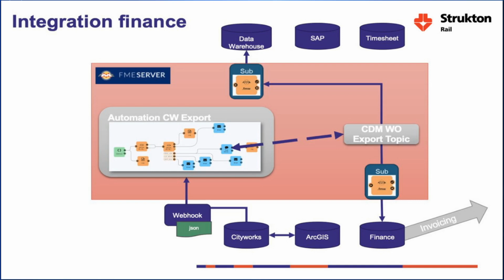We're then looking at an automation, Cityworks export FME Server app, and that's communicating back and forth with a CDM work order export topic in FME Server. And then we've got a subscription and it's running through to finance, and finance, of course, is dealing with invoicing. But as well, we've got it running through to another subscriber, which is the data warehouse, so that we're making sure to keep a comprehensive history of what's going on through the enterprise itself. So definitely a complex but worthwhile integration point here.